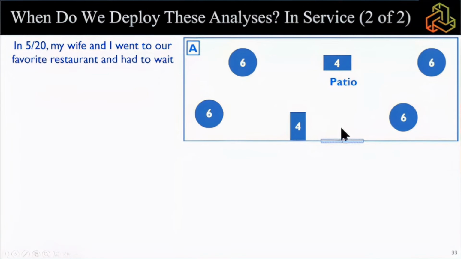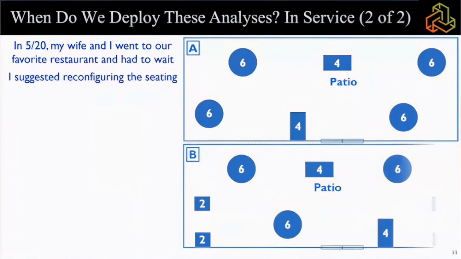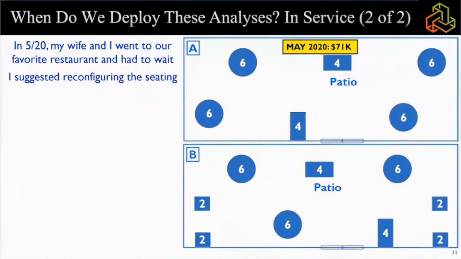Now, I suggested to the manager, who is a good friend of ours, that the layout is not optimal. Well, what would you do instead? I suggested reconfiguring the seats to get many more tables of two, and they put the tables in this way. So what was the result of that? Well, in May of 2020, they made that amount. But by July, they made this amount.